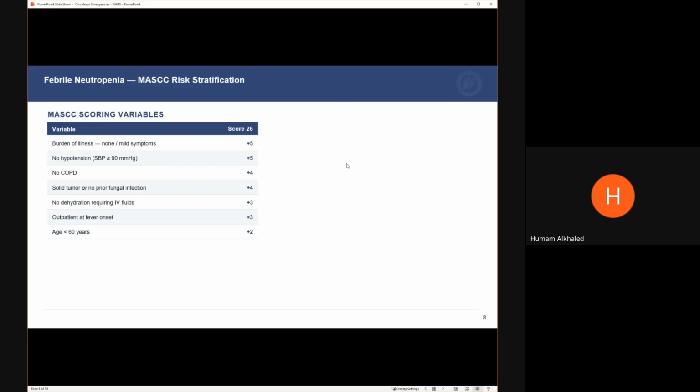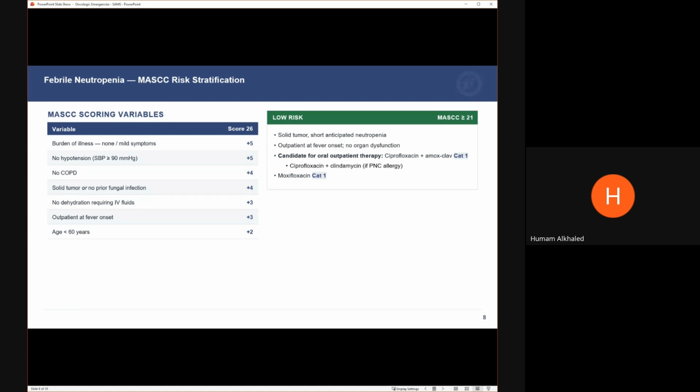The higher the number, the lower the risk. So low-risk patients are defined when they have a MASCC score of greater than or equal to 21. And these are the patients who are usually solid tumor, short expected neutropenia, fever started as outpatient. These patients may be a candidate for oral outpatient antibiotics, ciprofloxacin plus amoxicillin-clavulanate or Augmentin. That's a category 1 for the NCCN guideline, or moxifloxacin alone as an option.